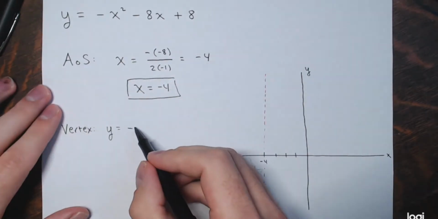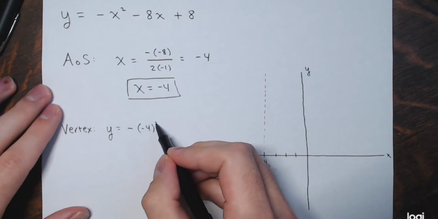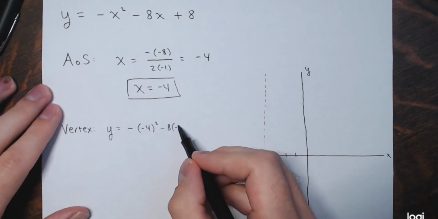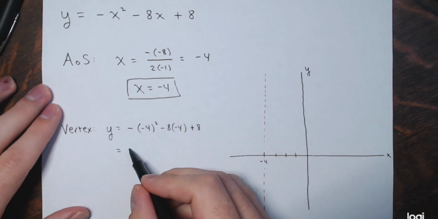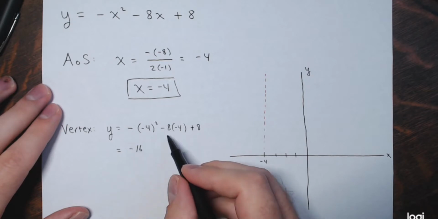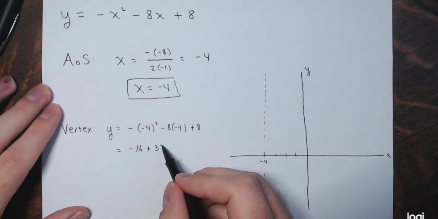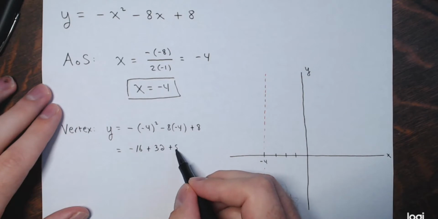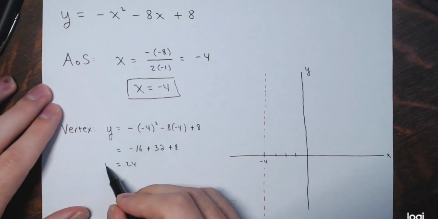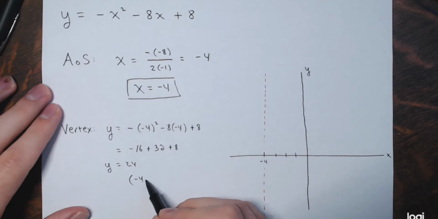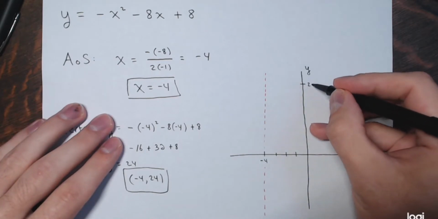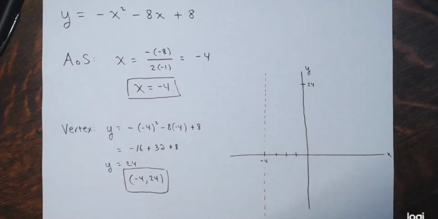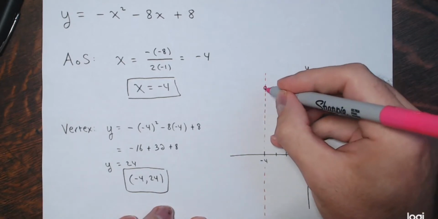So we have the opposite of negative 4 squared minus 8 times negative 4, then plus 8. So this is negative 16 plus 32, which would be positive 16, plus 8, which would be 24. All right, so the vertex is negative 4, comma 24. All right. So let's just say that's up here. All right, 24 on the y-axis. So if our plotting points, there's the vertex.